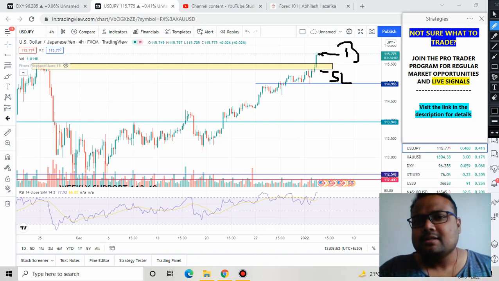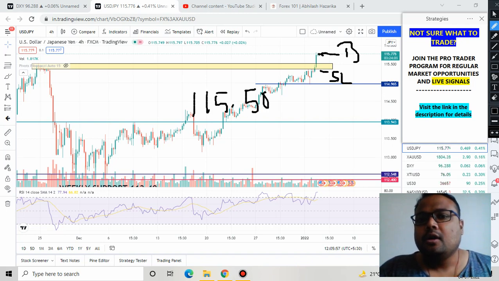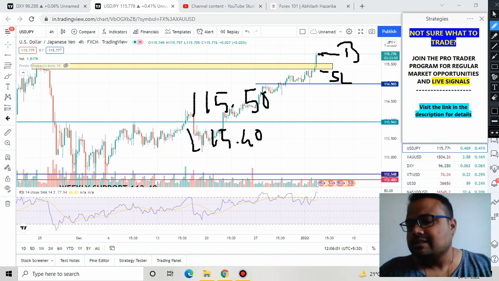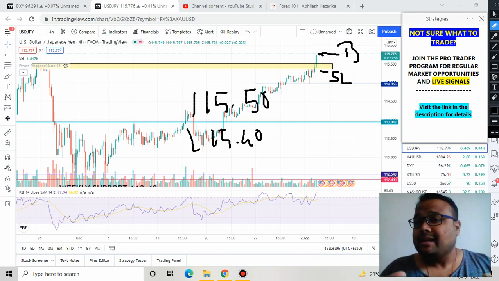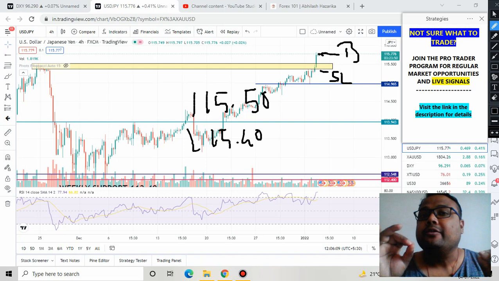And what are the levels? The level can be 115.50 or 115.40. If you use Fibonacci levels, then you can draw Fibonacci lines as well. That's your choice. But right now, the only entry on USD JPY is a buy at retracement.